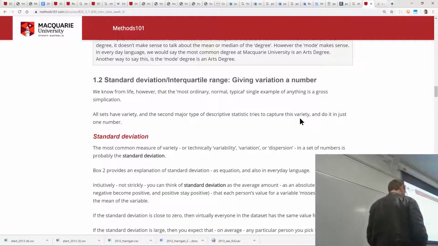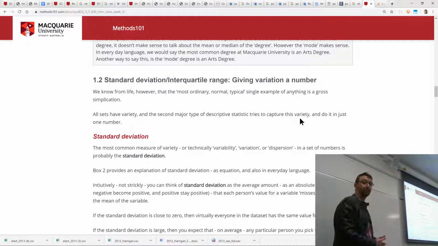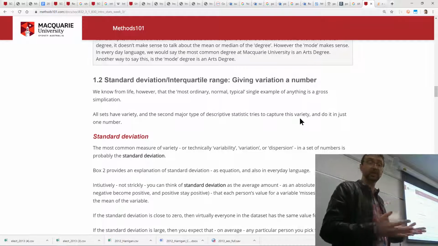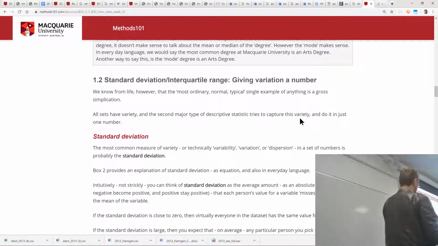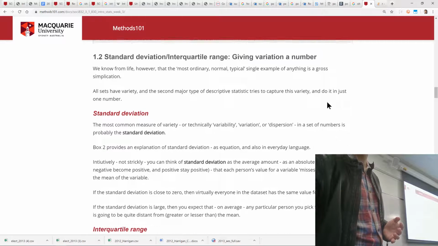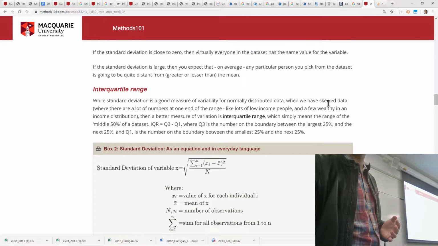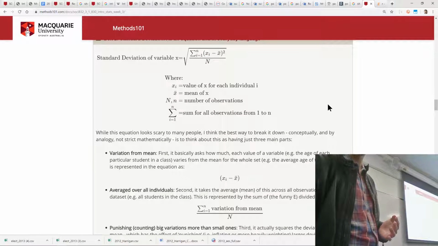The other thing we want to do is, we all know, and we will be reminded by all of our qualitative researchers, that there's an incredible amount of variation in the world, even within a data set, a single variable. And so how do we capture that? The main way it's captured is standard deviation, which you all would have heard a lot about. I've done a little box down here on standard deviation and tried to explain it in everyday language.